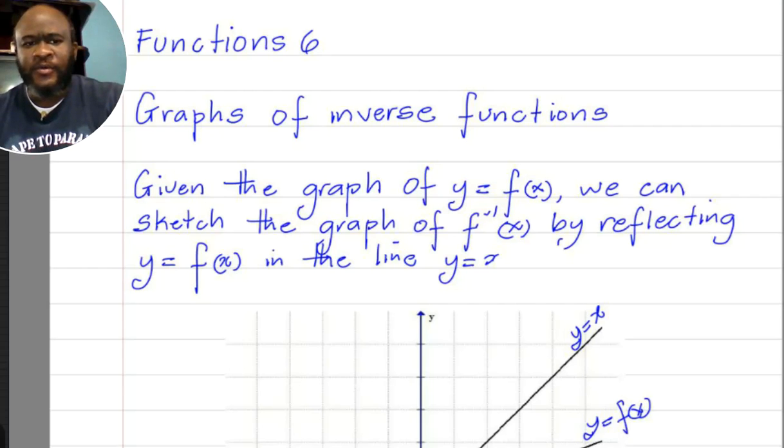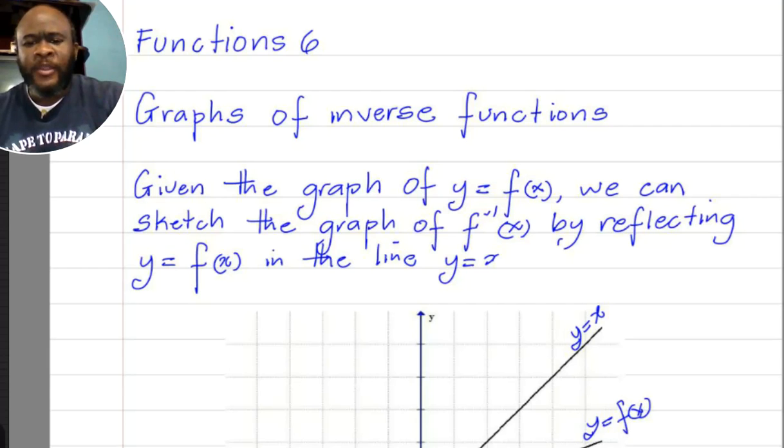All right, so all that this is saying is that if we have the graph of a function, we could obtain the graph of the inverse function by reflecting the graph of the function in the line y is equal to x.